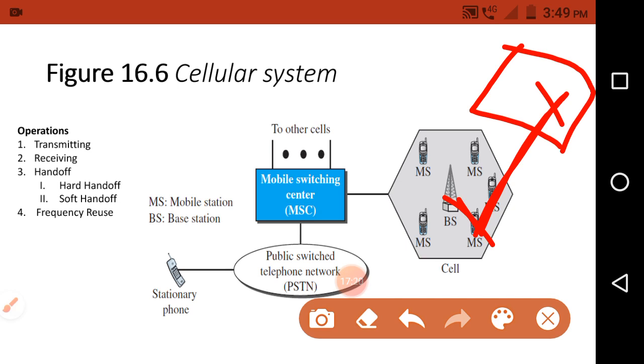Soft handoff is where the mobile station can establish communication with two base stations simultaneously. Here the mobile station can establish the communication with the new base station.